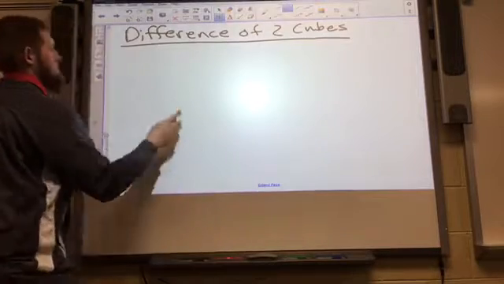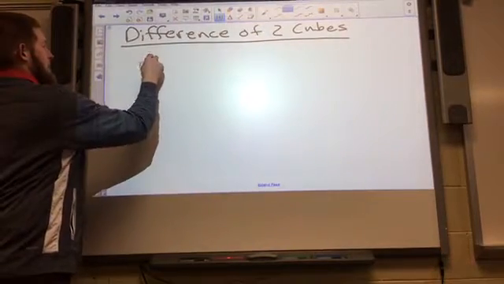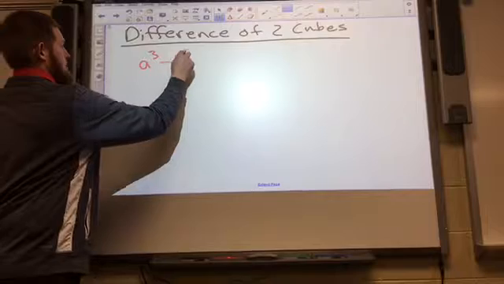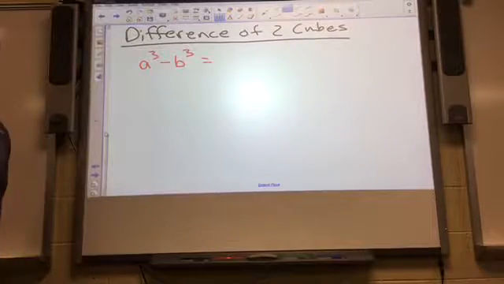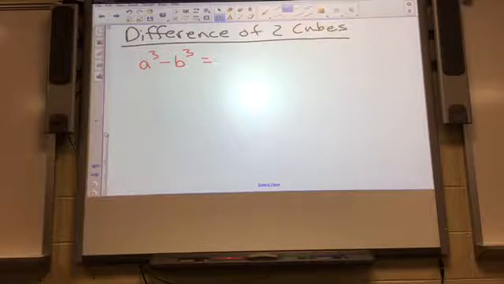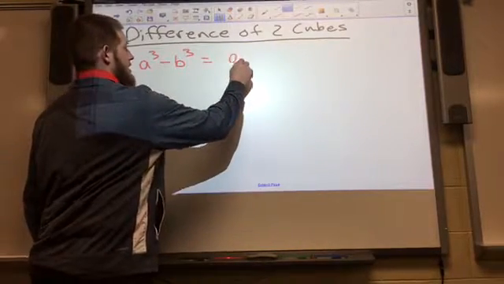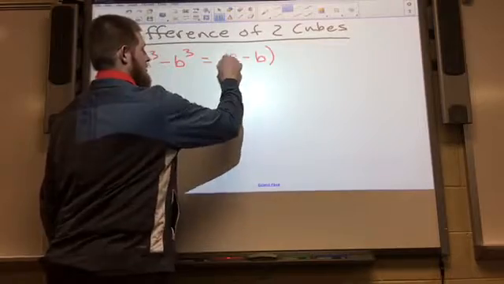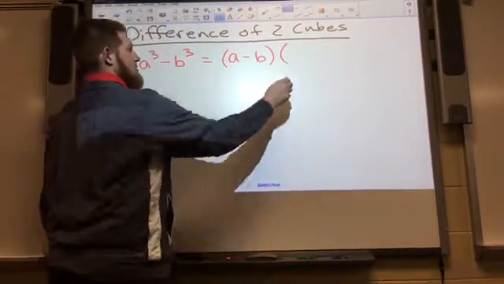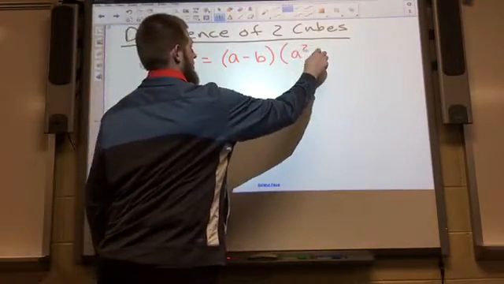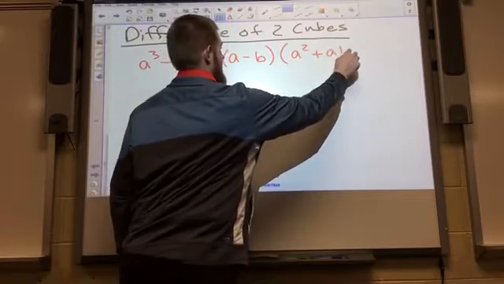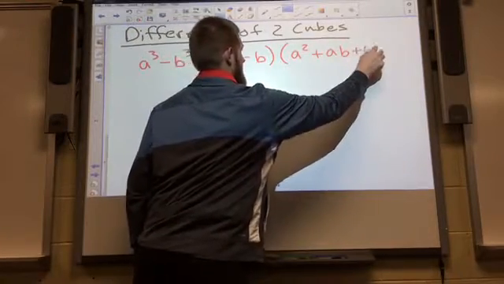Your difference of two cubes would be if you had a cubed minus b cubed. Right? Because difference means subtract. In this case, you would have a minus b times a squared plus ab plus b squared.